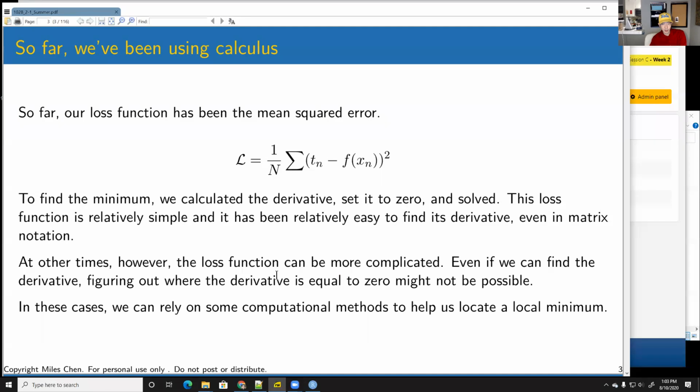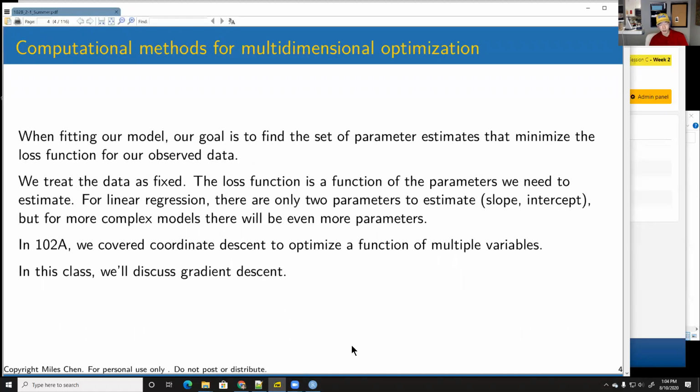However, the loss function at other times can be a lot more complicated, or you might just have another function that's more complicated. Maybe you can find the derivative. A lot of times taking the derivative isn't too terrible, but sometimes solving for where the derivative equals 0 can get really hard, might not even be possible. So in these cases, we can use a computational method to help us find a local min. The computational method that we're going to talk about today is gradient descent.